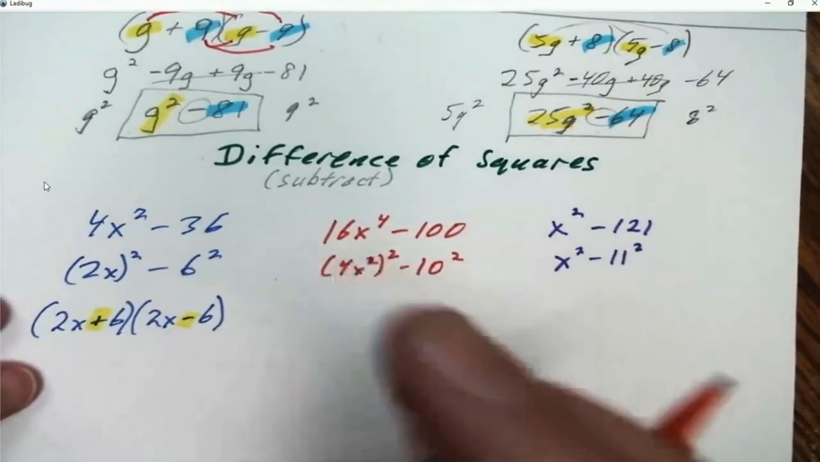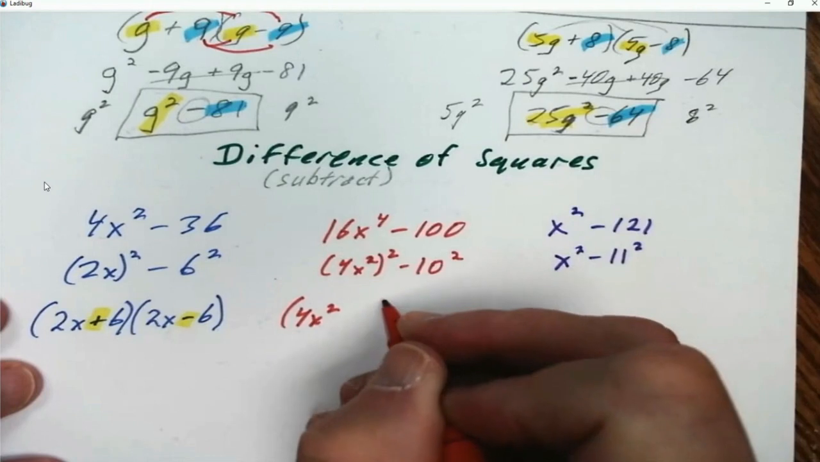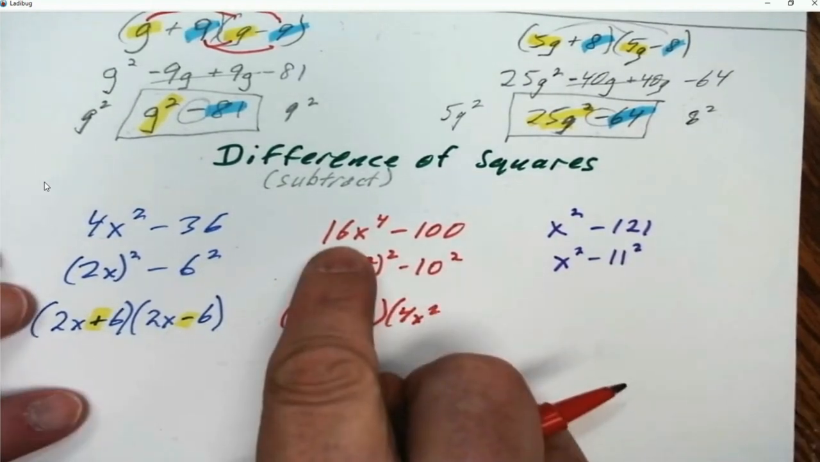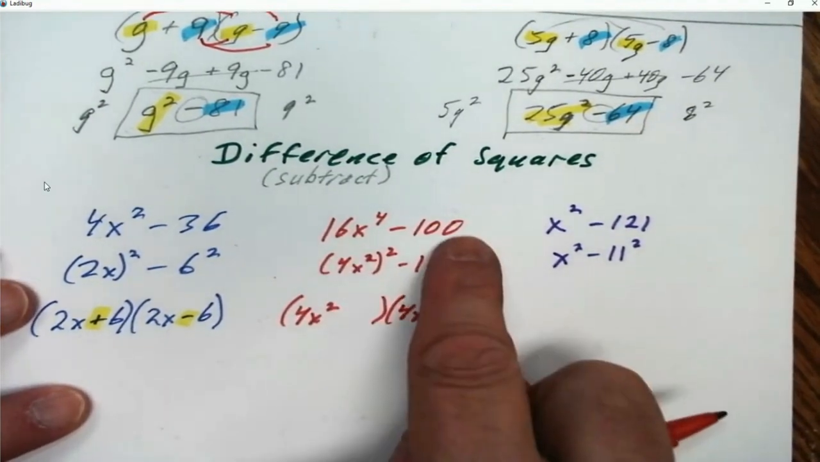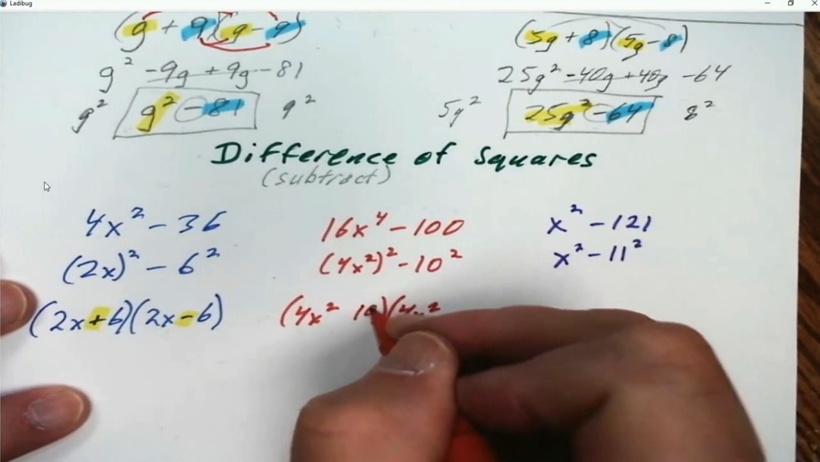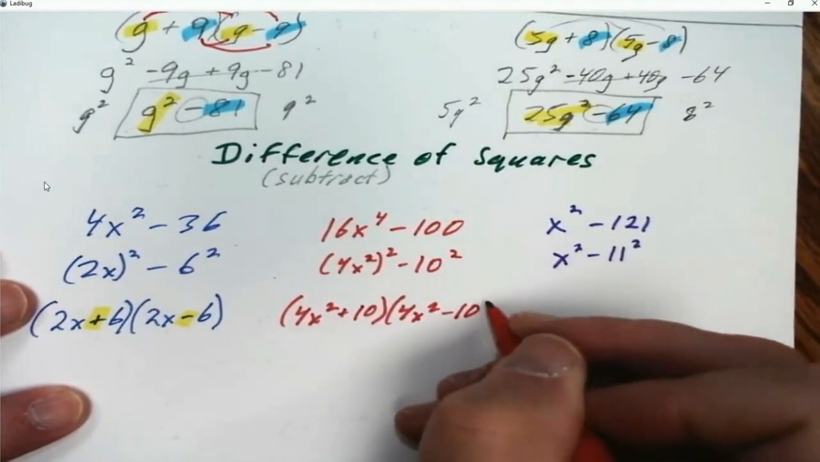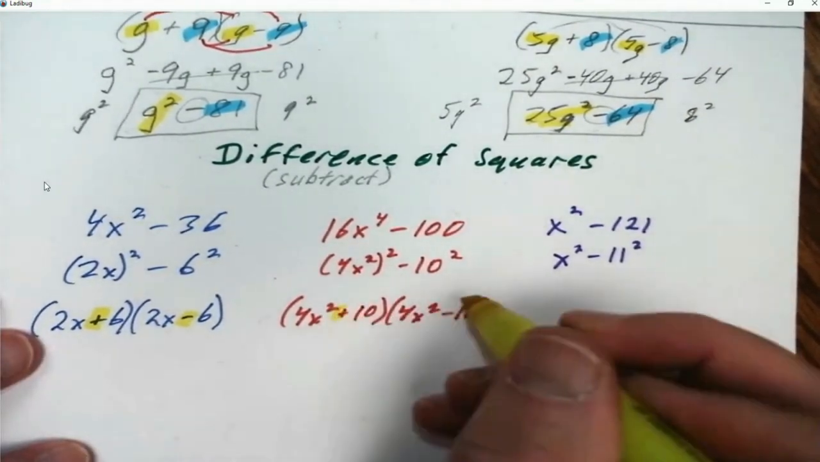16x to the fourth. The square root is 4x squared. Square root of 100 is 10. Make one a plus, one a minus. That's the factors.